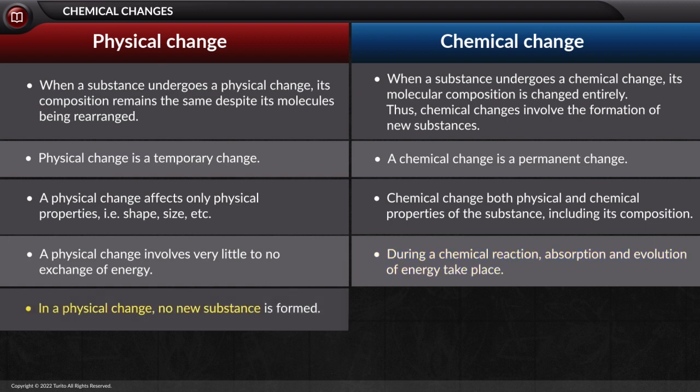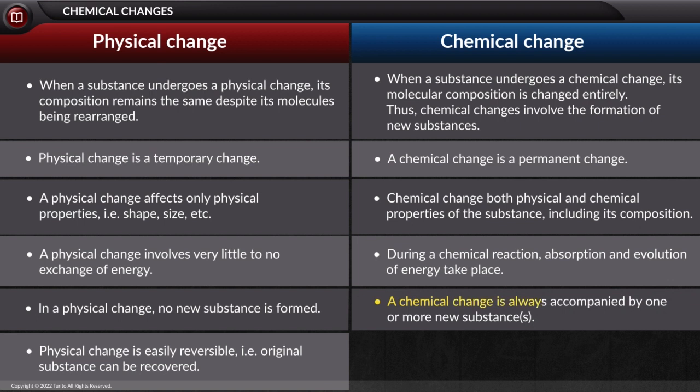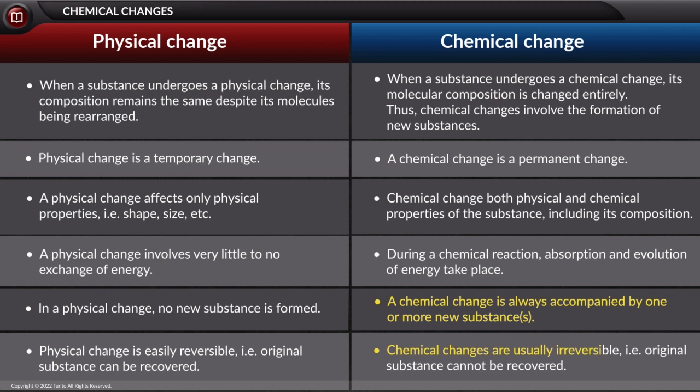In a physical change, a new substance is not formed, and the process is reversible, while in a chemical change, the formation of a new substance can be seen at the same time. It is usually irreversible.